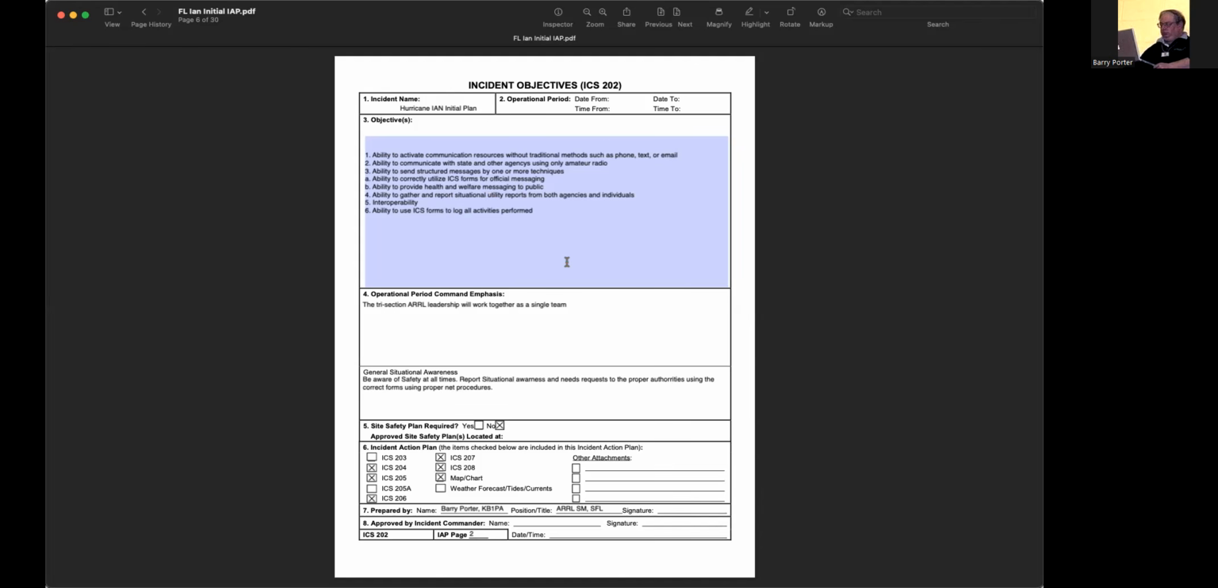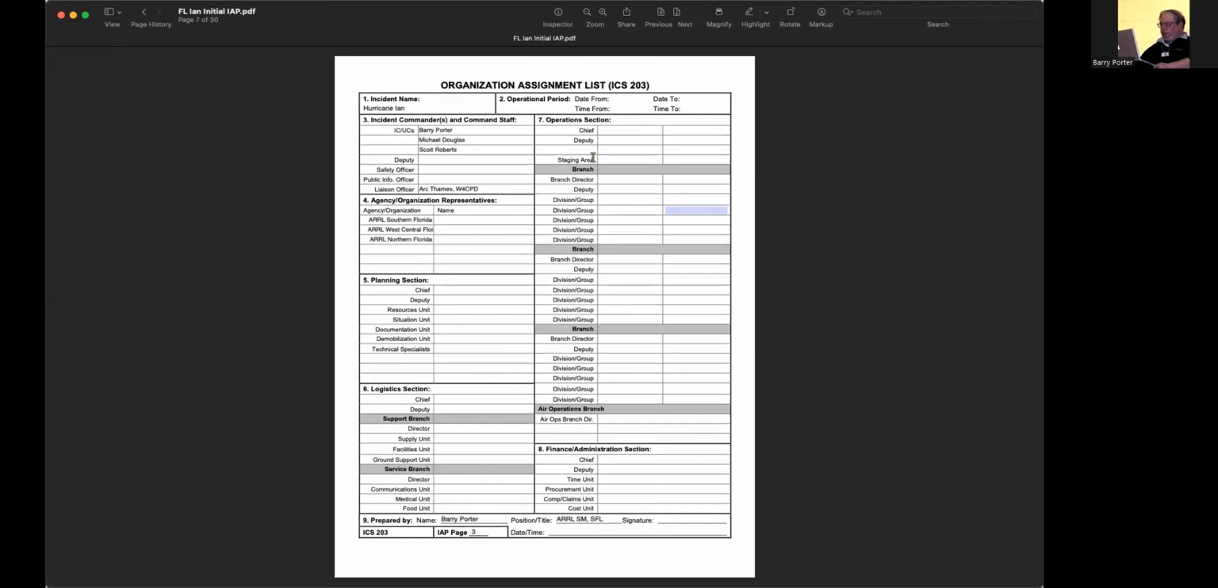And we were... things, the point of emphasis was all three sections to work together as a single team and be aware of safety at all times, report situational awareness and needs requests to the proper authorities using the correct forms, using the proper procedures. And this is something that we filled out just to show the three section leaders for the ham radio response for the incident commanders for their sections. And we didn't bother to fill out the rest of it because at the time we weren't sure who was going to be activated and who wasn't.